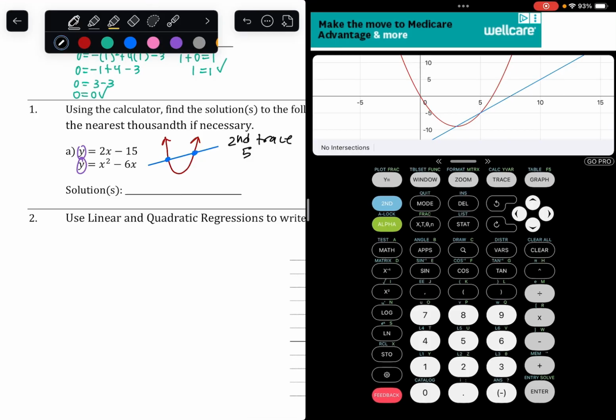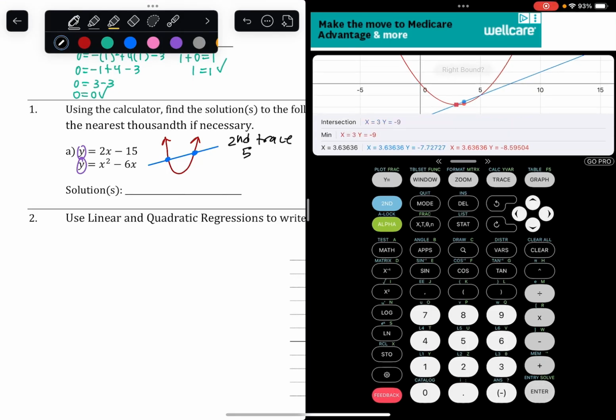Once you have your quadratic and your line, you're going to press second, trace 5, and it's going to ask you for a left bound. Just make sure your left bound is somewhere to the left of your intersection point and press enter. Then it's going to ask you for a right bound. Make sure it's to the right of the intersection you want, and press enter. Then it's going to ask you to guess. Just get as close as you can to the intersection and then press enter a third time.